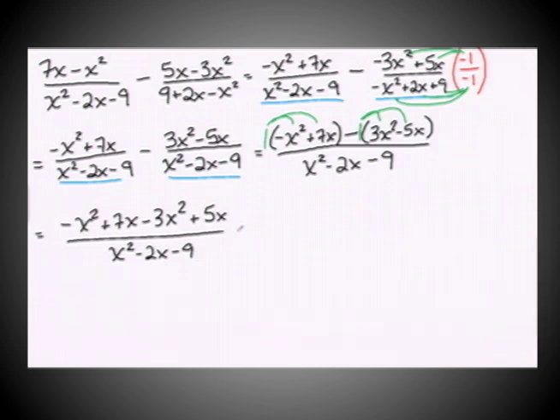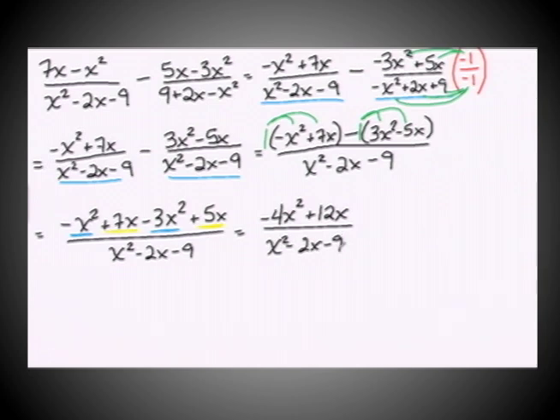And now combining like terms, I see we have common terms. We have a 7x and a 5x. And we also have a negative x squared that can be combined with a negative 3x squared. So combining those terms, we get negative 4x squared plus 12x. And that's divided by x squared minus 2x minus 9.